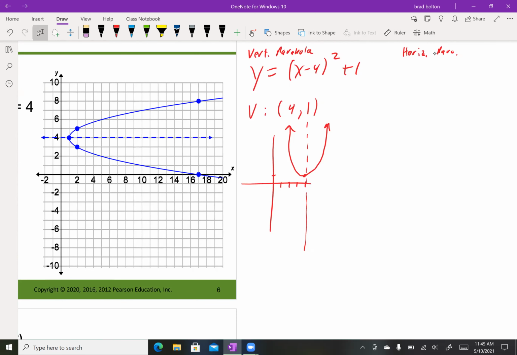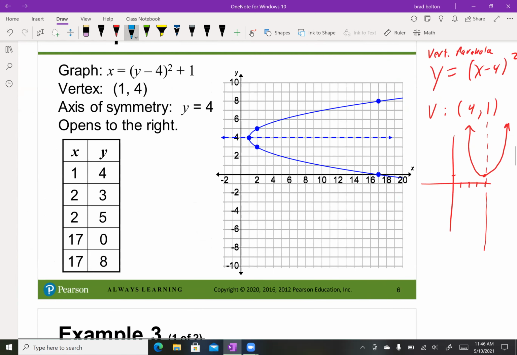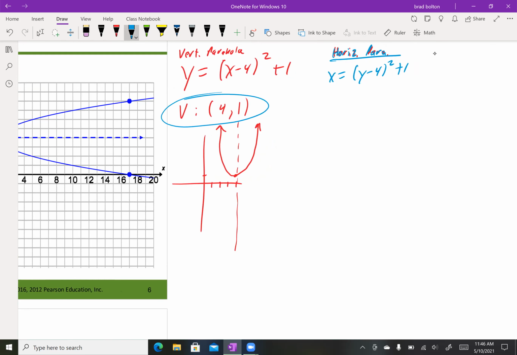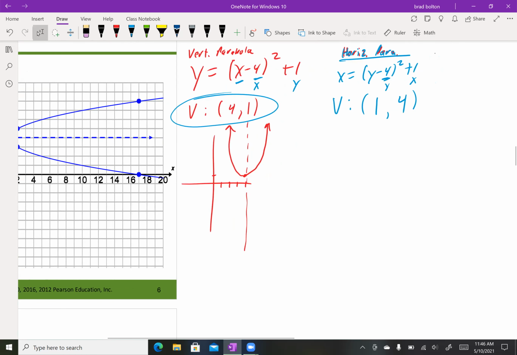So let's just take a look. Now what if I switch it like they have? Let me do it in blue, because that's the actual one we're working with here. So we have x equals y minus 4 squared plus 1. This is completely different now, right? If this was the vertex of the other one, that's because the 4 was associated with the x. Now the 4 is associated with the y. So the 4 goes here and the 1 goes here. This is now my y coordinate and this is now my x coordinate. But in the other problem, this was my x coordinate and this was my y coordinate. So it's kind of like opposite day, right?